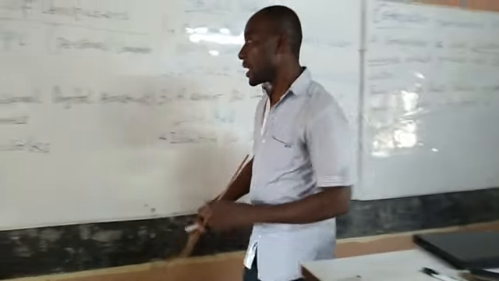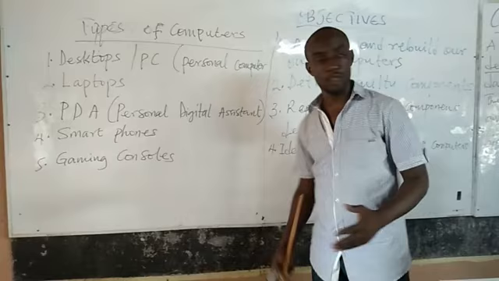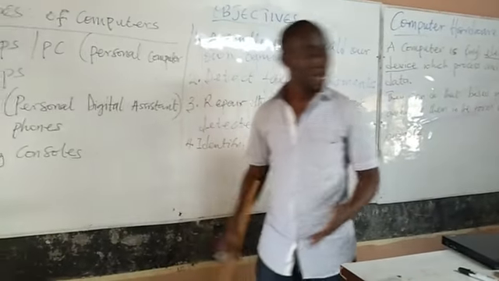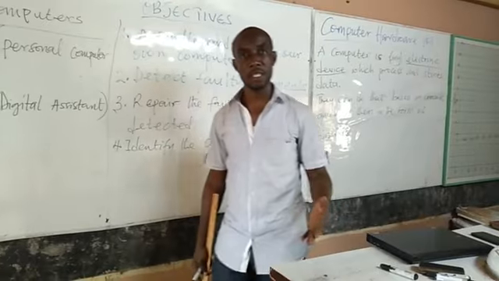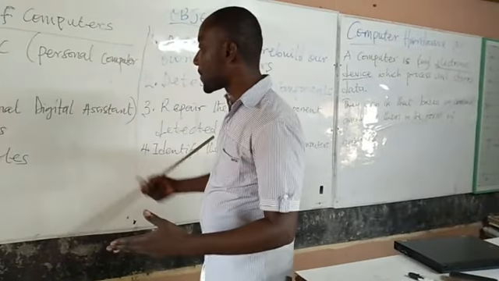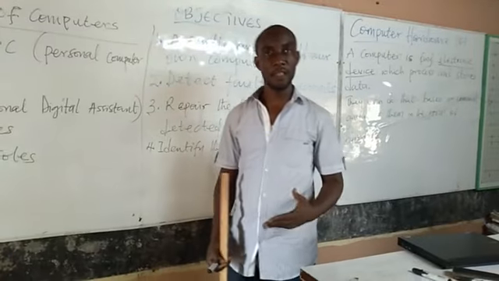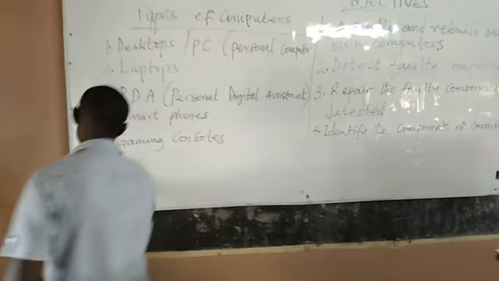Then we have the fifth one, the gaming consoles. Next lesson, I will let you have a look at one. We have the Xbox, a whole lot of them, Nintendo, the Sony Vega and so forth.